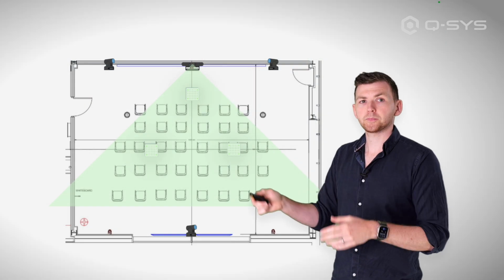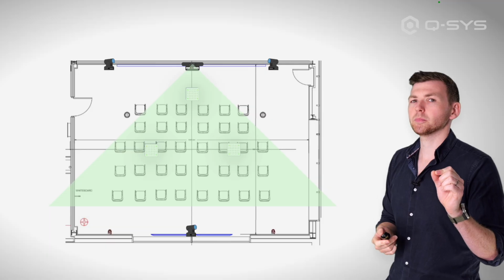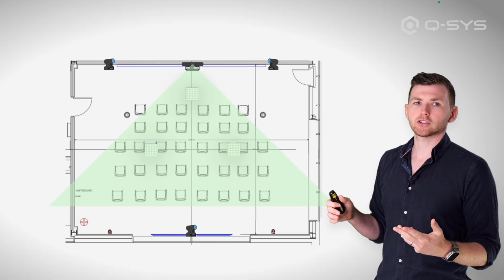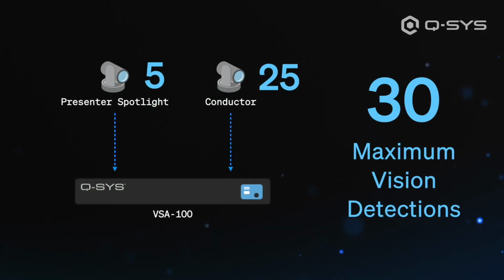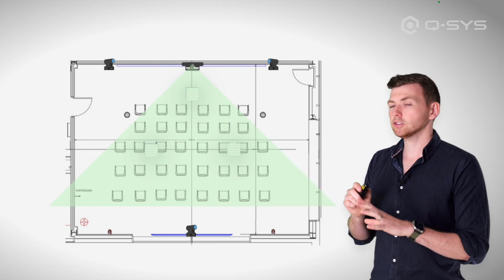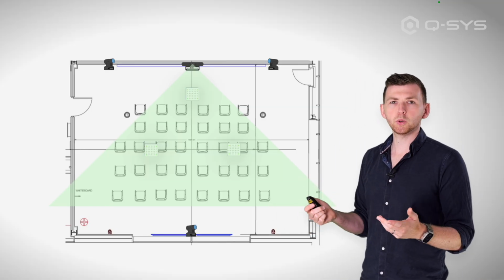So that's all good. Now let's have a little look at the number of people, because we also mentioned, didn't we, that we've got a total limit of computer vision detections of about 30 people. And actually, just here in the audience, we've got more than 30 people being picked up by that conductor camera. So this is really easy to change, right? We can throw in some exclusion zones to just remove some people.